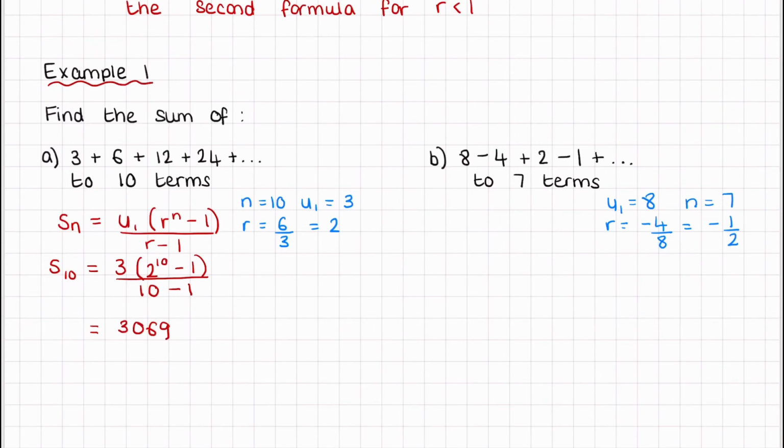Now because our R value is less than 1, it's minus a half, we can use the second version of the formula. But as I said, you could use the one we used in part A. It honestly doesn't matter. But I'm going to show you with this one as well.